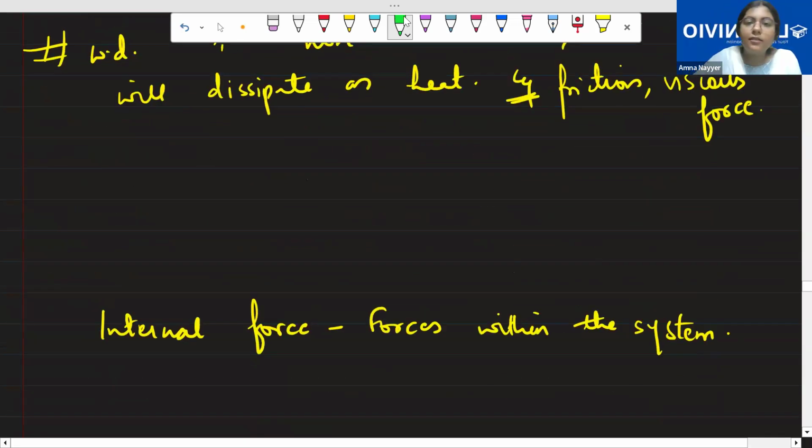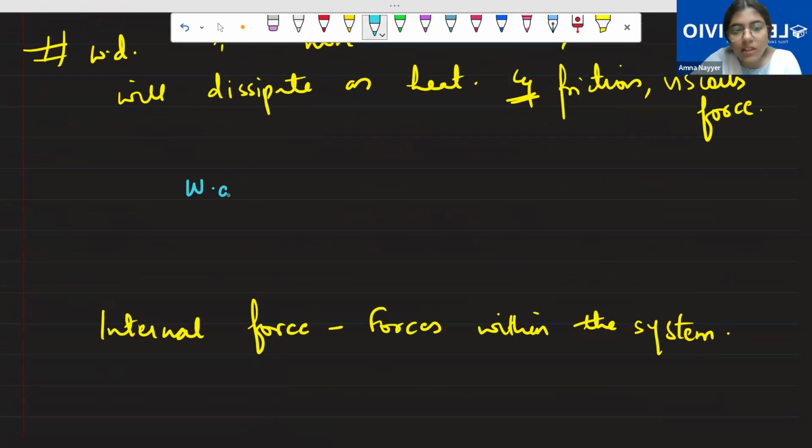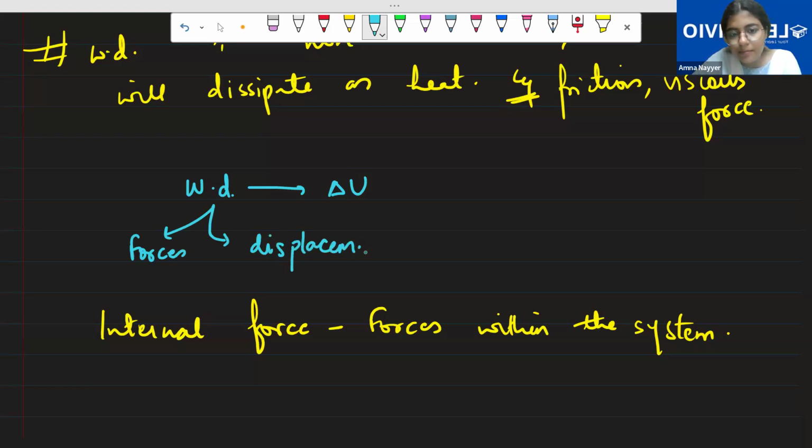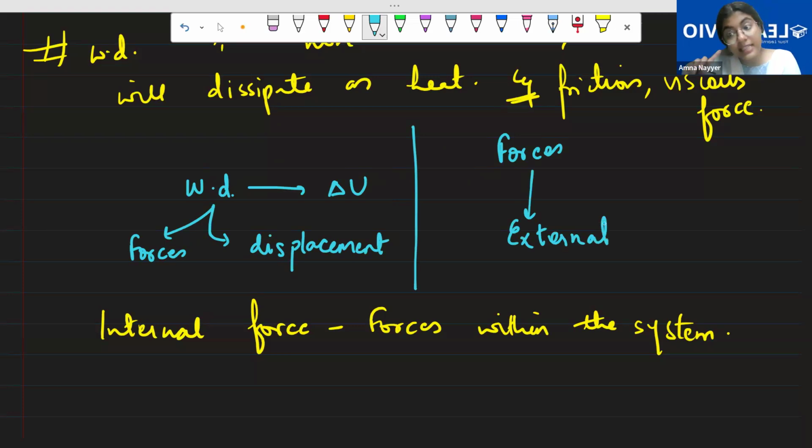Now, talking about the internal forces and external forces, which I was mentioning. See, when we talk about the work done here, work done gets entirely stored in the form of potential energy. But as we have studied, work done is due to forces and the subsequent displacement produced by them. Correct. So when I talk about these forces in detail, these forces are basically the external forces. Okay, the external forces that are acting, not the internal forces.